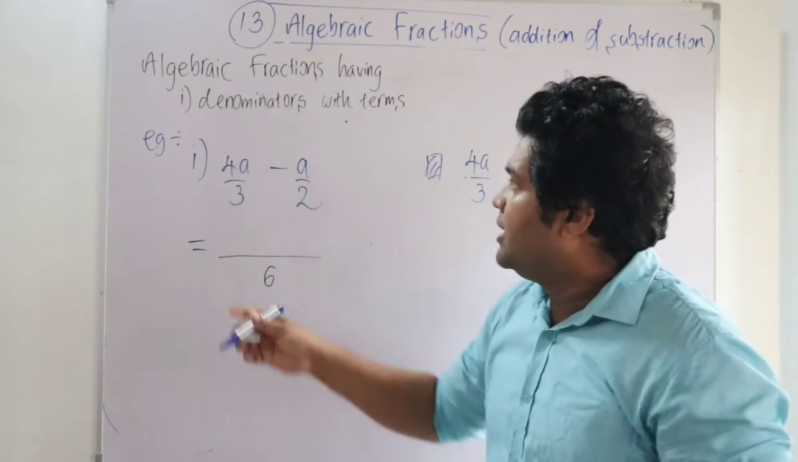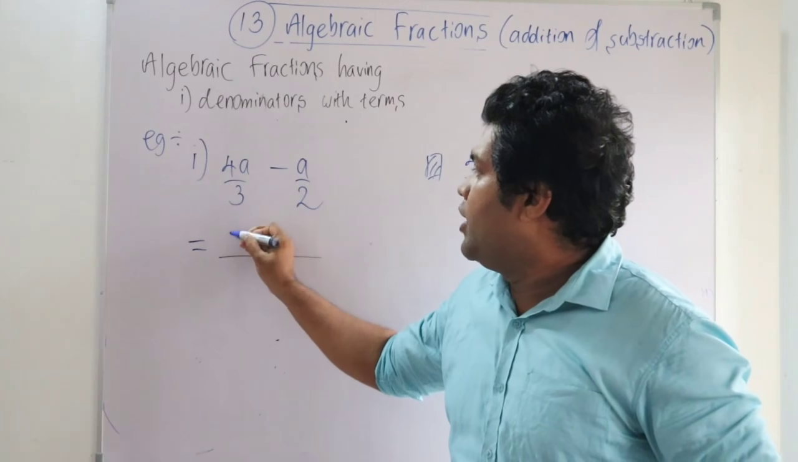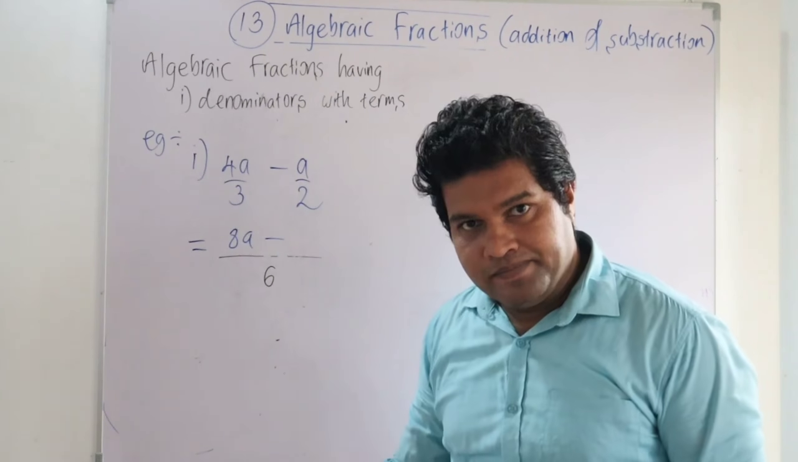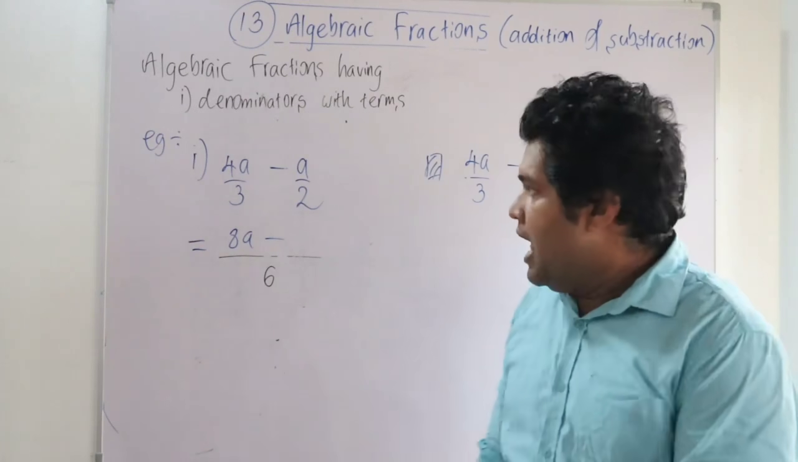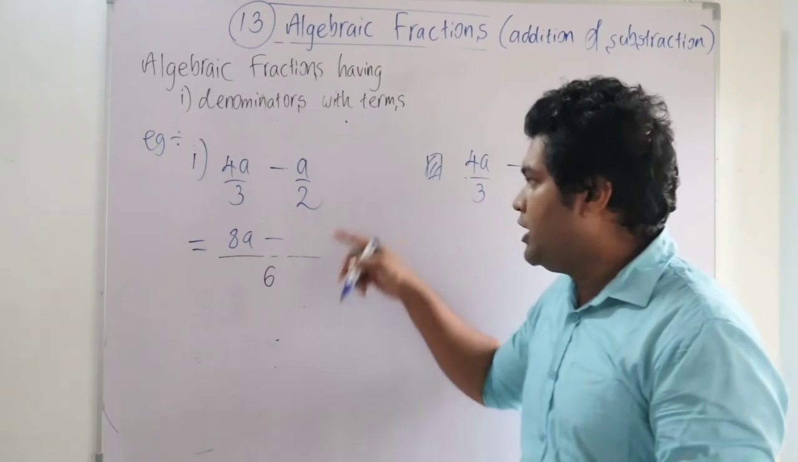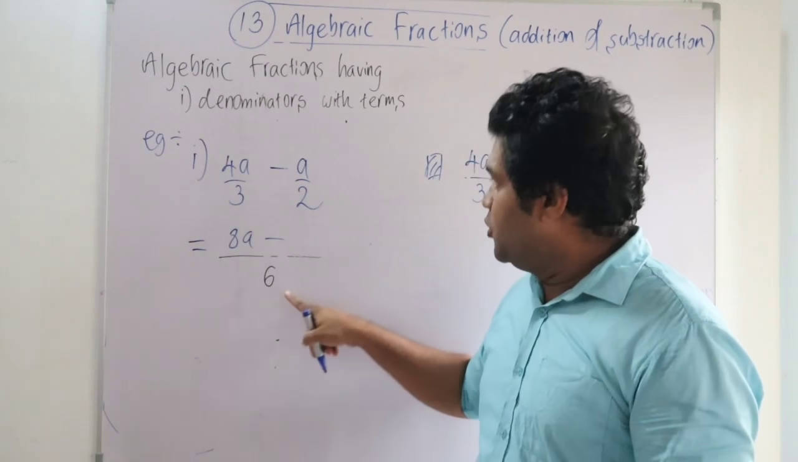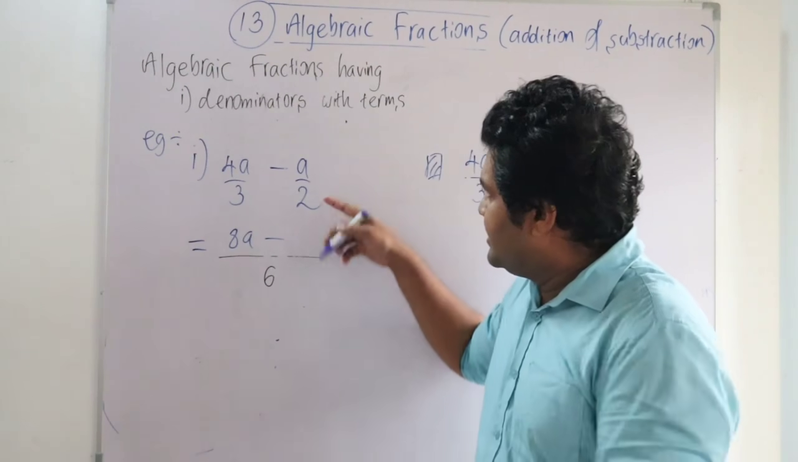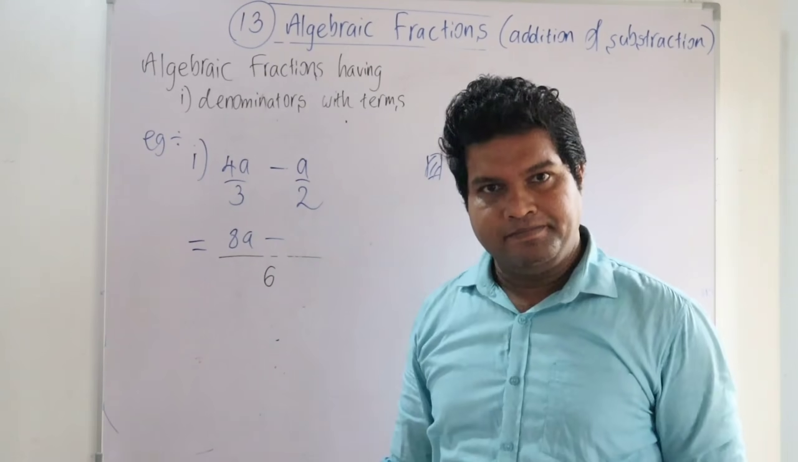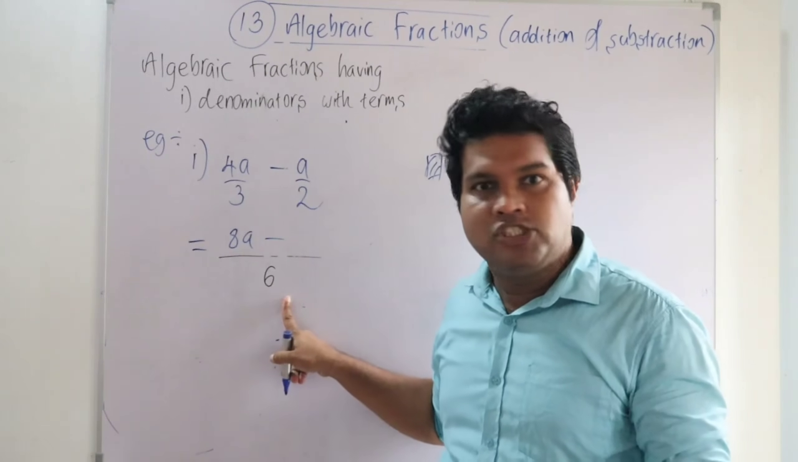That's why we got multiplication, 2 times 4, 8a, and we keep this minus as well. Now compare the denominator you had then with what you have now. The denominator you had was 2. Now you have 6. How many times has it been enlarged?